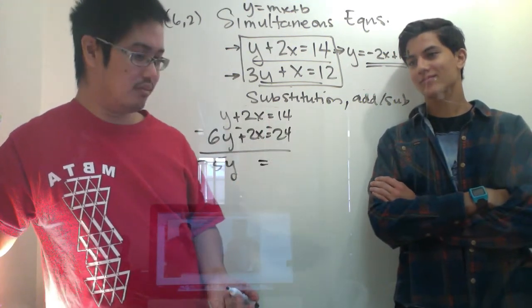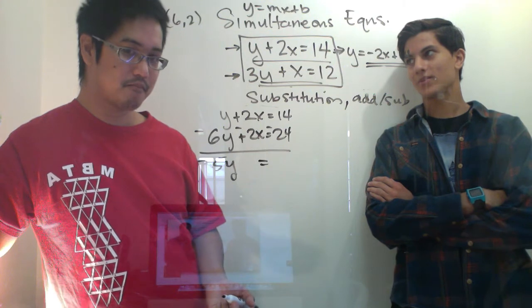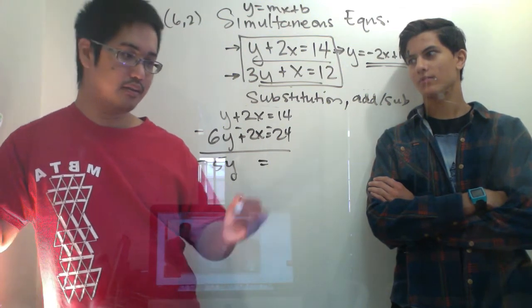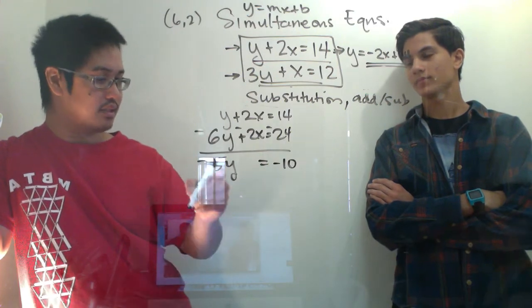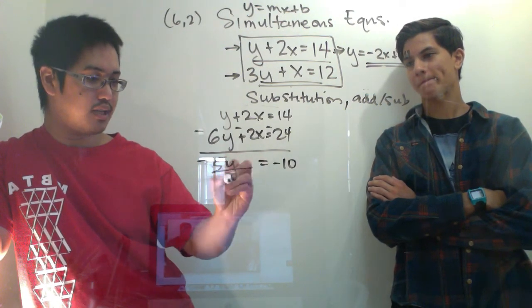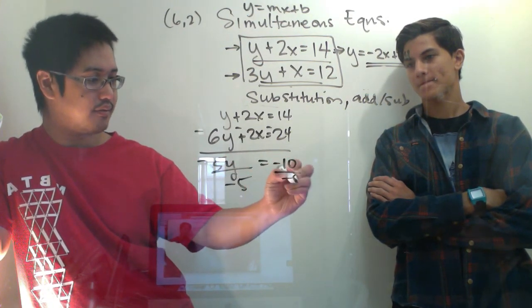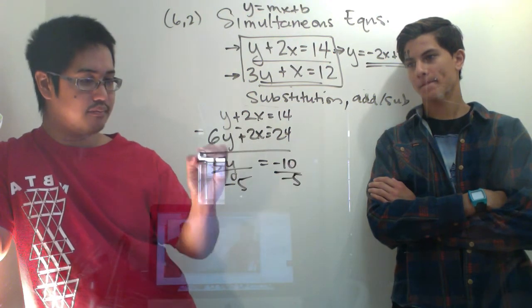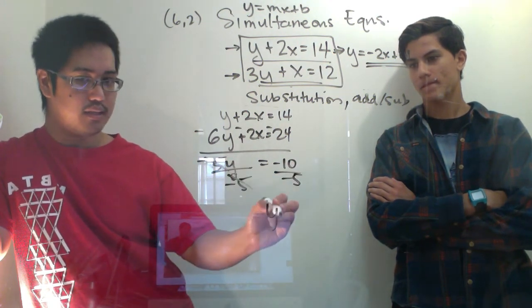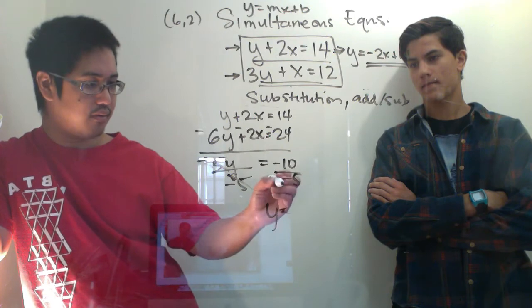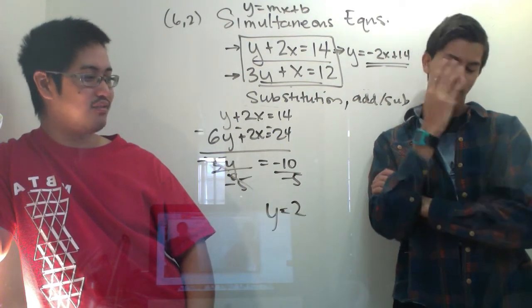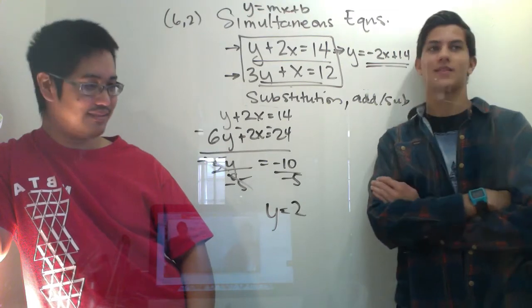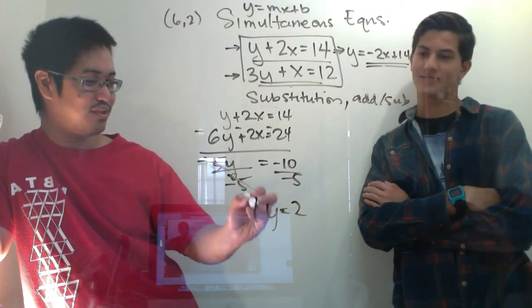14 minus 24. What is that? 14 minus 24 is -10. -10. I'm glad. Solving for y. Divide both sides by -5. Y is equal to 5. No, 2. Wait, what? -10 divided by -5, oh, it's divided, positive, sorry. 2. Yeah. Yes, I agree. Y equals 2.